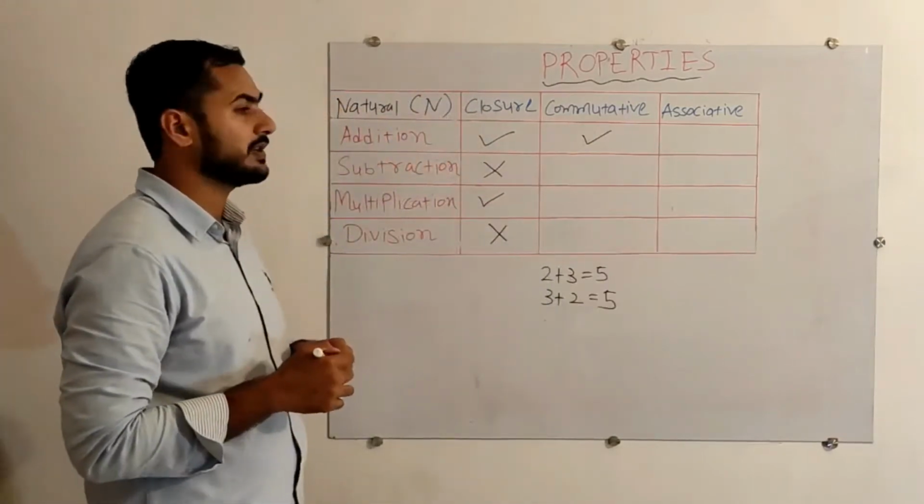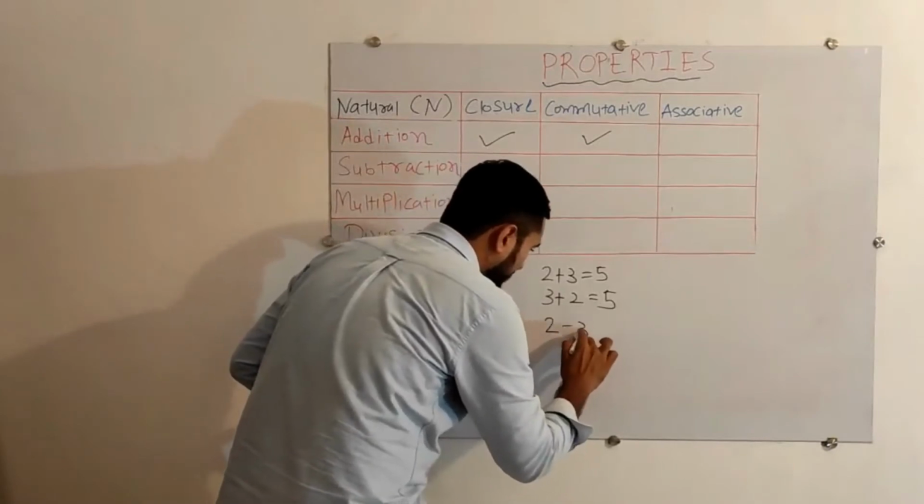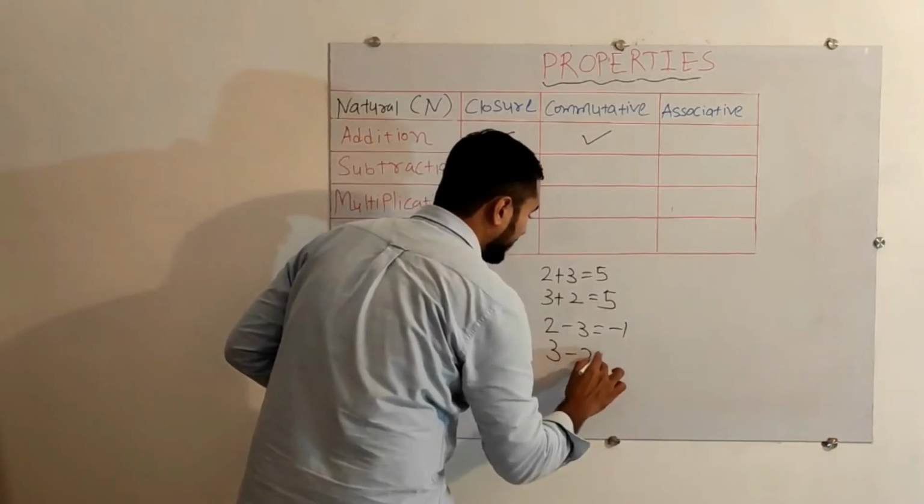Now for the next, subtraction, let's check. Taking the same numbers, 2 minus 3. 2 minus 3 is minus 1 and 3 minus 2 is 1.